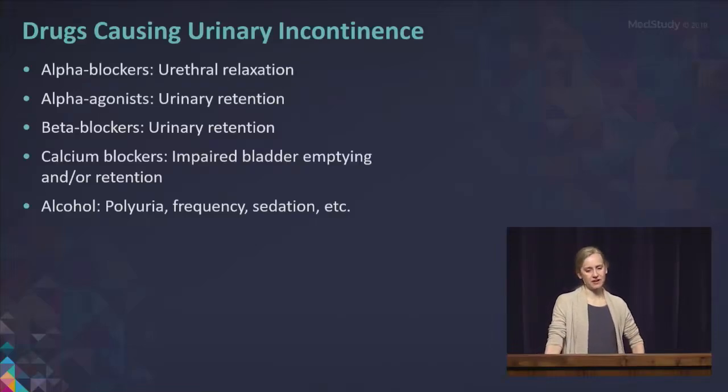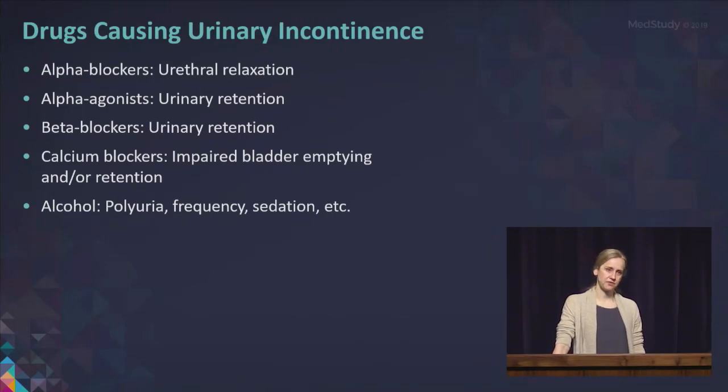And even more so, alpha blockers or agonists, as we discussed: if you relax the urethra, then you're going to have stress incontinence. If you cause the urethra to be not relaxed enough, then you're going to have urinary retention and overflow incontinence, right? Similarly, beta blockers and calcium channel blockers all work through the same mechanism.